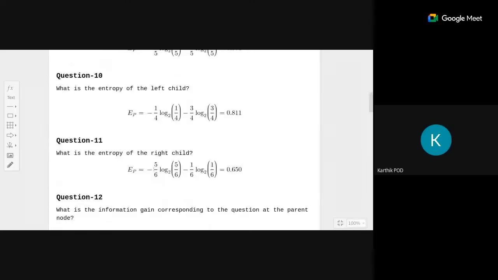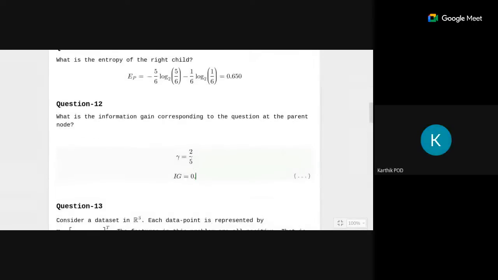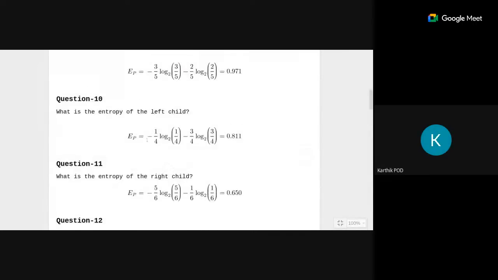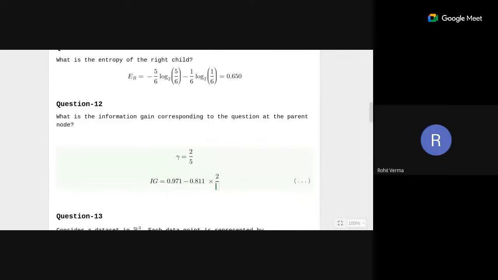Okay, I hope that is clear. Now, what is the information gain? Entropy of the parent, 0.971, minus the entropy of the left child, 0.811, times its weight, plus 0.650. You need a whole bracket here, so this is the weighted entropy of the children.